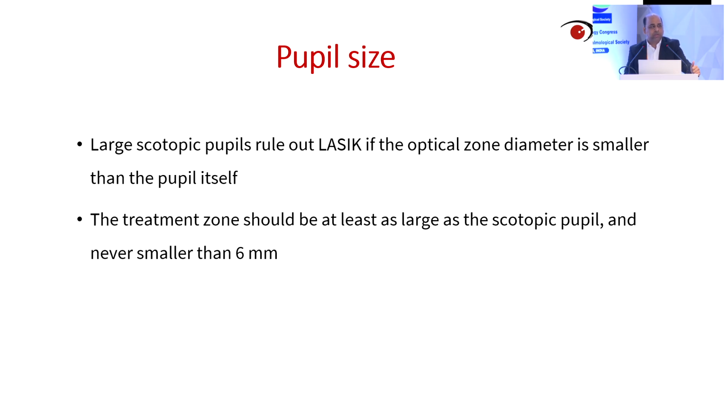Pupil size is very important to have a good outcome without glare and halos. A large scotopic pupil rules out LASIK if the optical zone diameter is smaller than the pupil itself. So never do laser in these cases. The treatment zone should be at least as large as the scotopic pupil and never smaller than 6 millimeter.